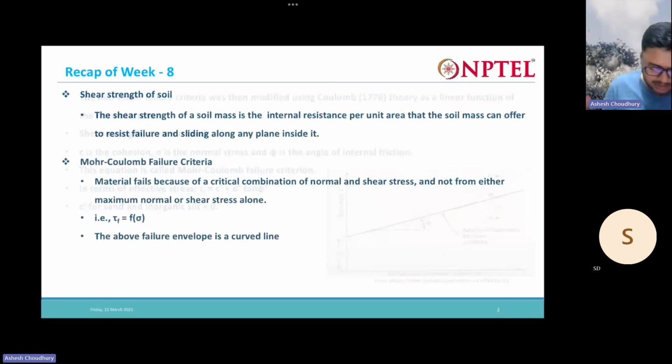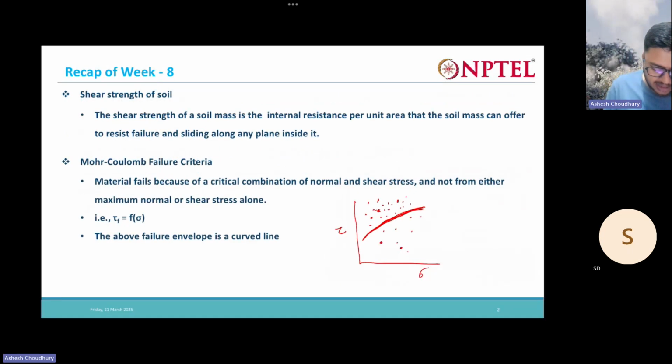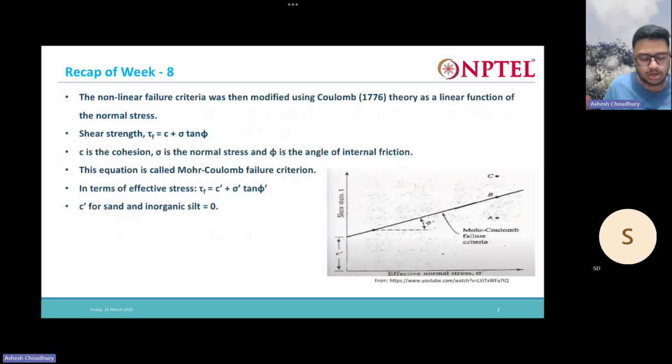So you can see this is the failure value. This is a curve. Okay, this is non-linear, not linear. Now the non-linear failure criteria was then modified using the Coulomb theory as a linear function of the normal stress. Now, what was the Coulomb theory?